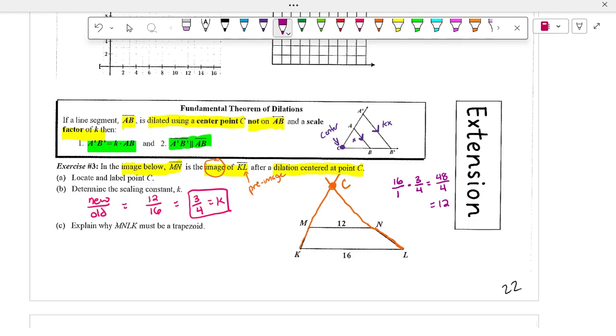Now, explain why MNLK must be a trapezoid. So what's true about trapezoids? What do you know about trapezoids? They only have one set of parallel lines. And what does it say about if we're multiplying a side by a scale factor? The sides must be parallel if they're around the same center point. So this is a trapezoid because it has one set of parallel lines, or parallel sides, I should say. That's a defining feature of a trapezoid.